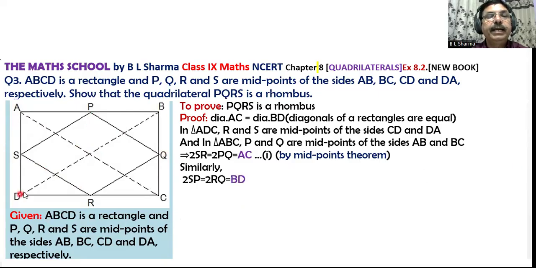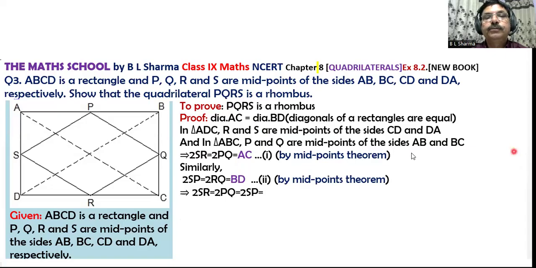If we take this diagonal, then this diagonal will be double of SP by midpoint theorem, and this will be double of RQ. But we know that AC is equal to BD. Diagonals of a rectangle are equal. So twice of SR is equal to twice of PQ is equal to twice of SP is equal to twice of RQ.